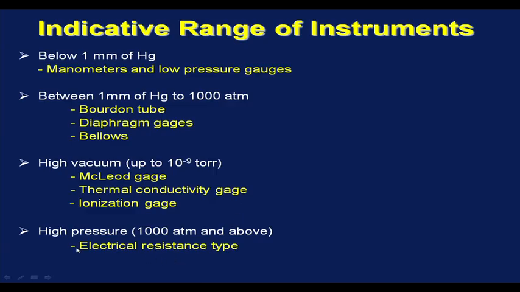And for very high pressure measurement, very high in the sense of 1000 atmosphere and above, we use electrical resistance type. So, by moderate pressure, we mean up to 1000 atmosphere. Very high pressure normally refers to 1000 atmosphere and above, and high vacuum may be 1 millimeter of mercury to as low as 10 to the power minus 9 millimeter of mercury, where we need to use special instruments such as thermal conductivity gauge, ionization gauge, etc.